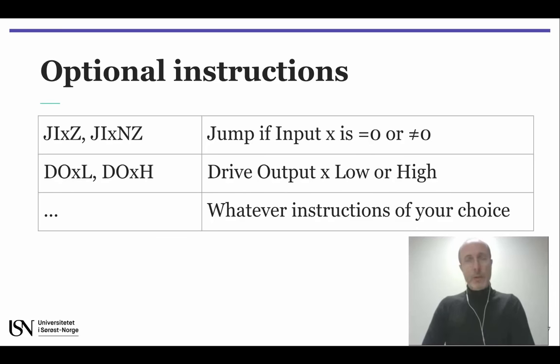Besides the mandatory instructions, you are invited to add other instructions such as those indicated in this slide. The first group enables you to jump conditionally according to the logic level read at a given digital input, and the second group enables you to drive a given digital output to either 0 or 1. Notice that you may need to add further blocks to the CPU architecture to implement these or actually any other instructions of your choice.